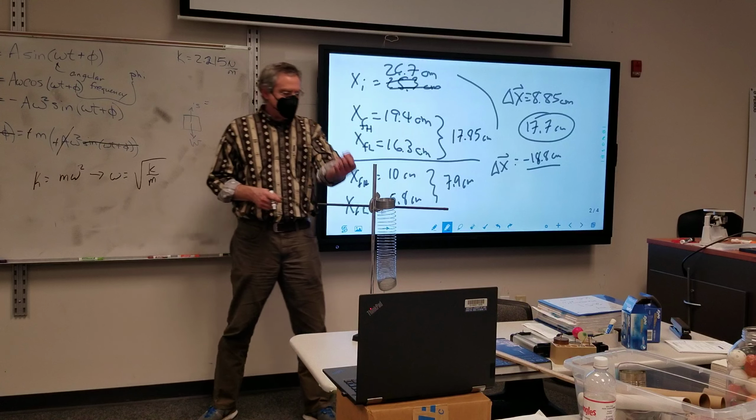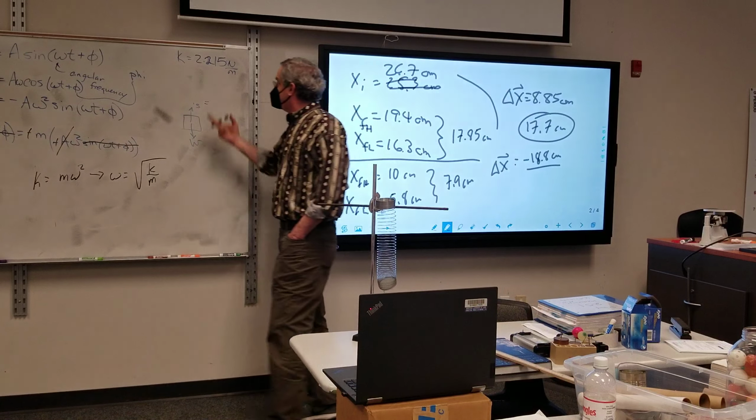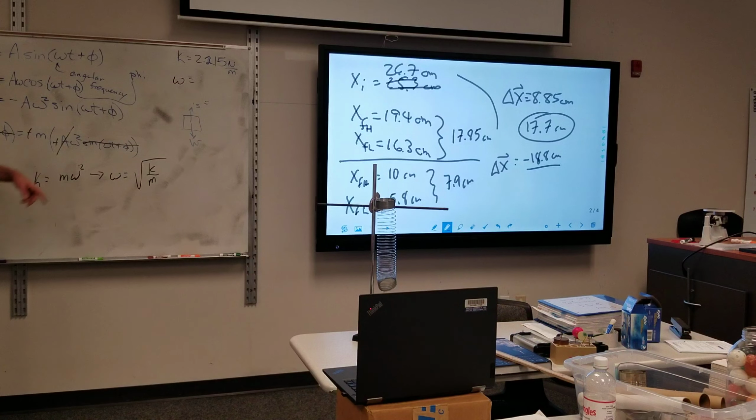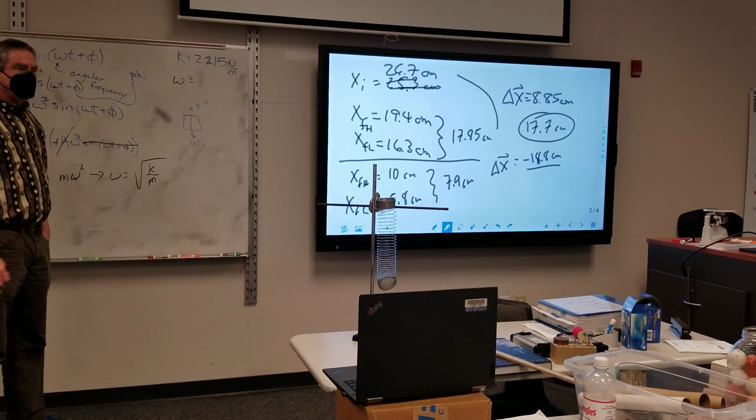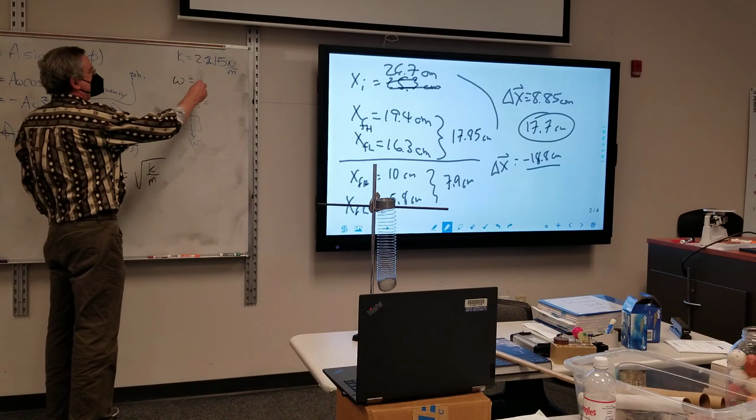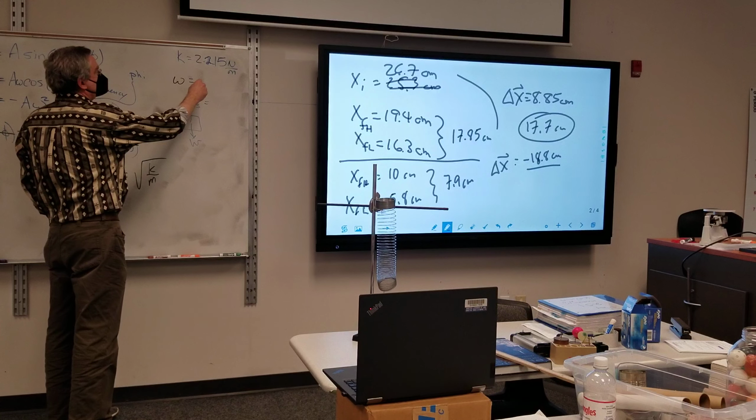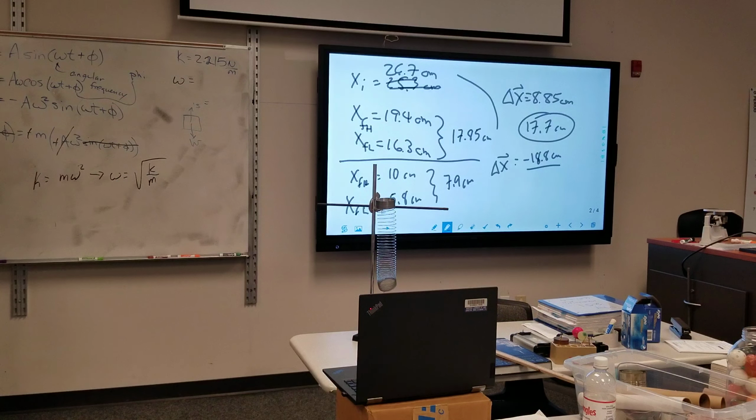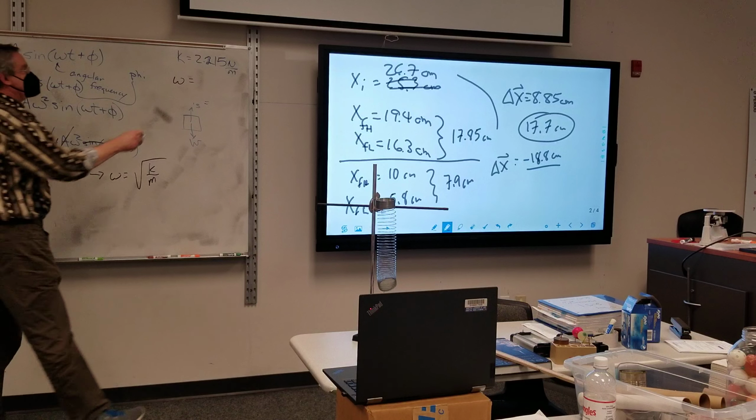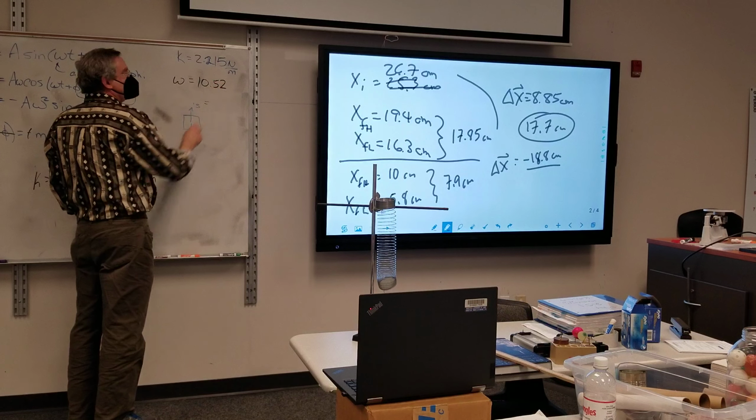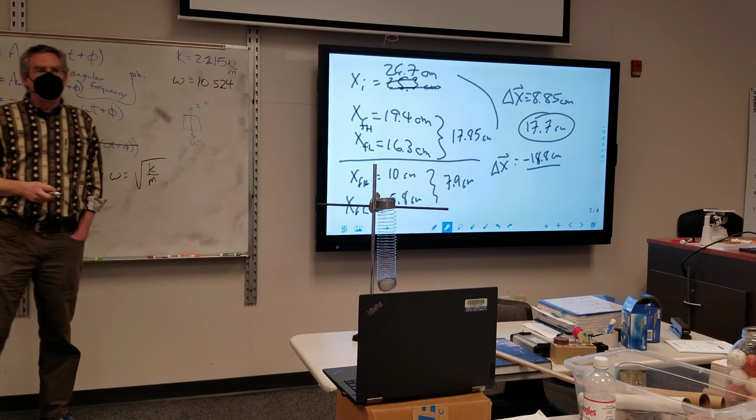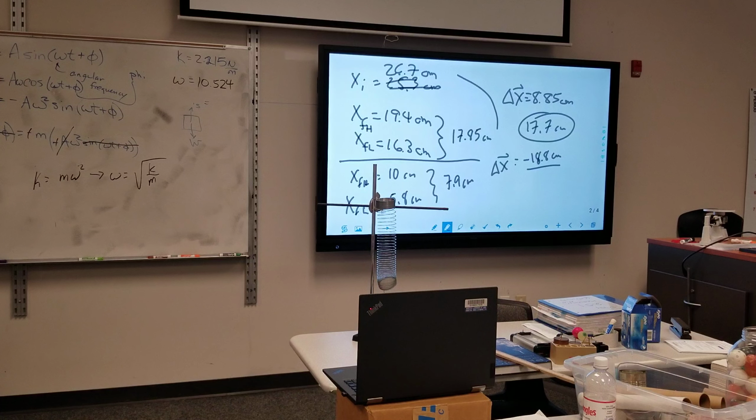So for our particular situation where I pull it down and let go, we could actually now calculate. We have a value for k. We can find omega. It's the square root of k divided by 0.02, the square root of 2.215 divided by 0.02, 10.52. Units? Radians? Not if you're stopping there. Oh, radians per second. Yes.